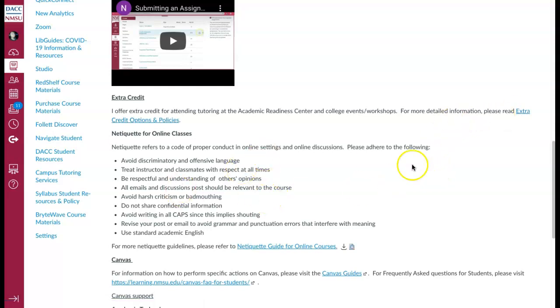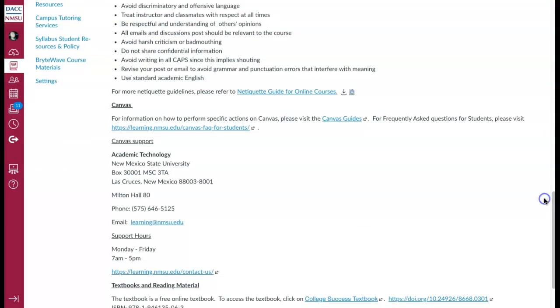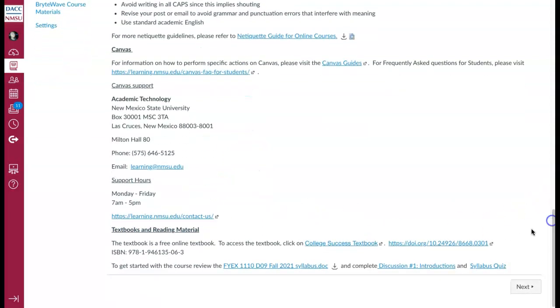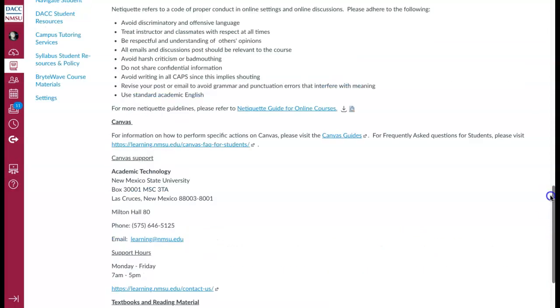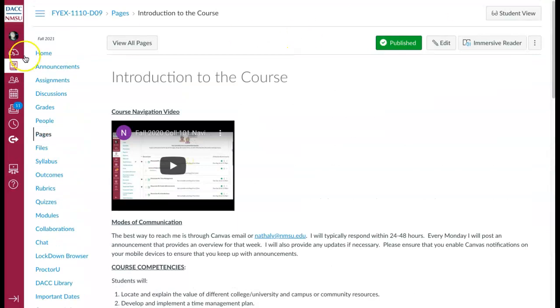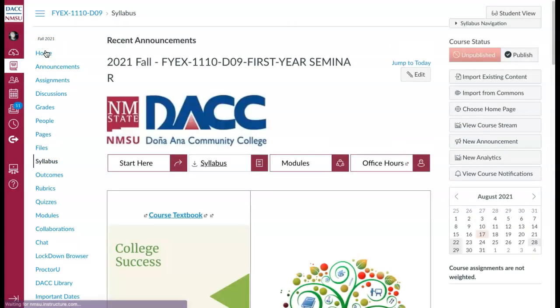And here we have the Netiquette for online classes again. And here we have some Canvas information in case you need any help. We have the textbook linked again, and then we have the syllabus and the first 2 assignments that you need to do for this week, this first week. Now, like I said, discussions and quizzes are typically due on Saturdays, but because this week is short, they're both due on Sundays.